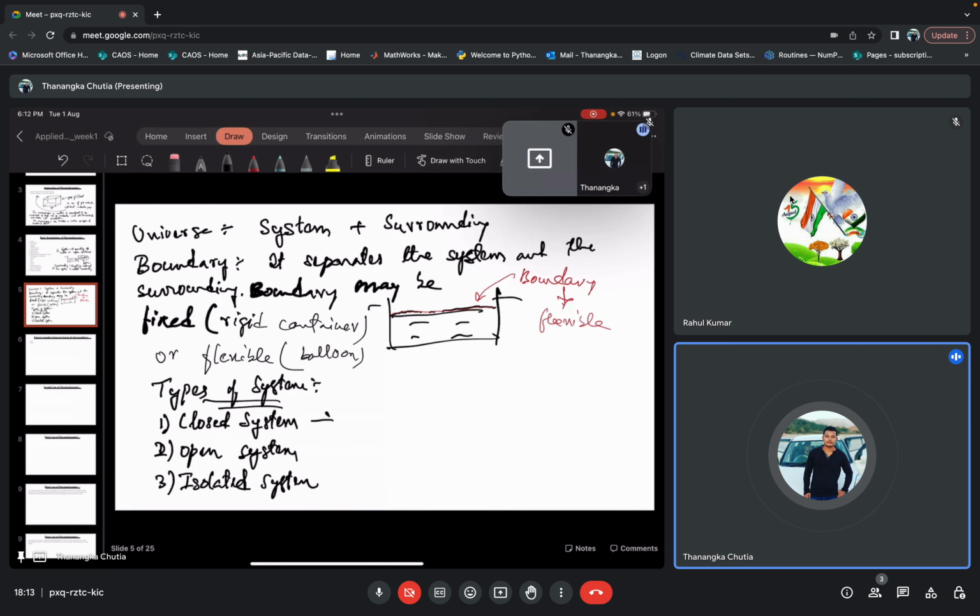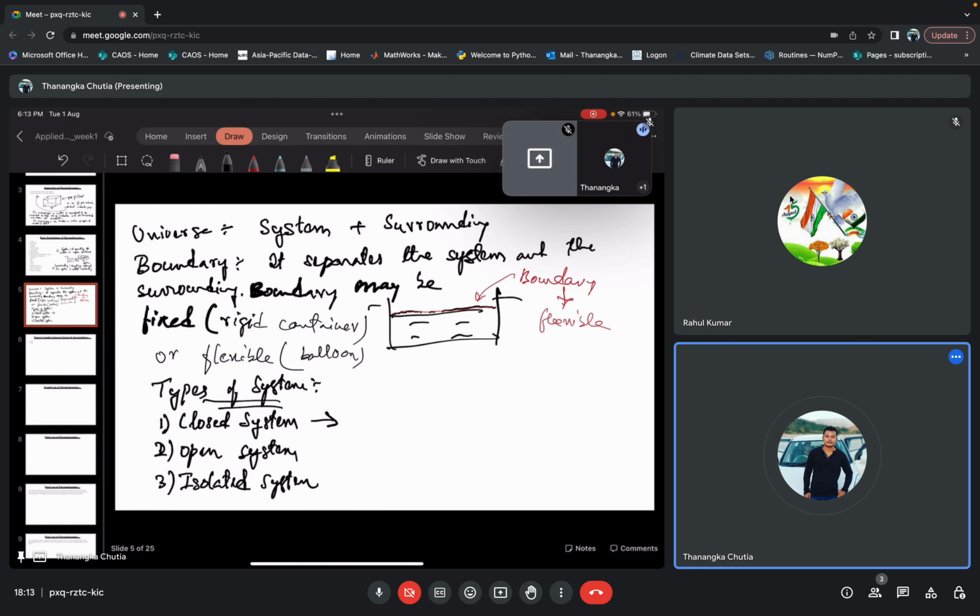Okay, now you come to know that the system and the surrounding consist of the universe. In thermodynamics, what we basically study is the interaction between the system and the surrounding. How the system impacts the surrounding, how the surrounding impacts the system. Now the system and the surrounding can interact with each other by means of mass interaction, by means of energy interaction, or both.